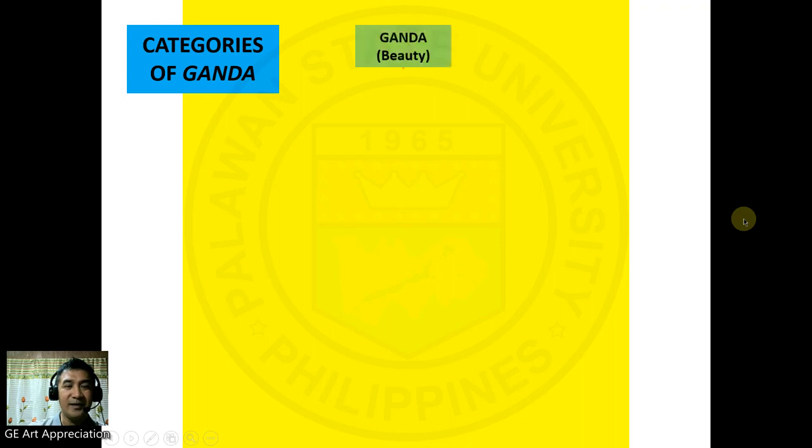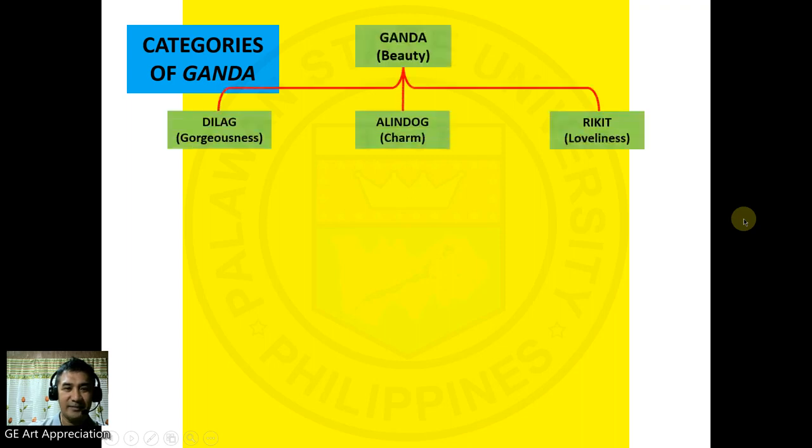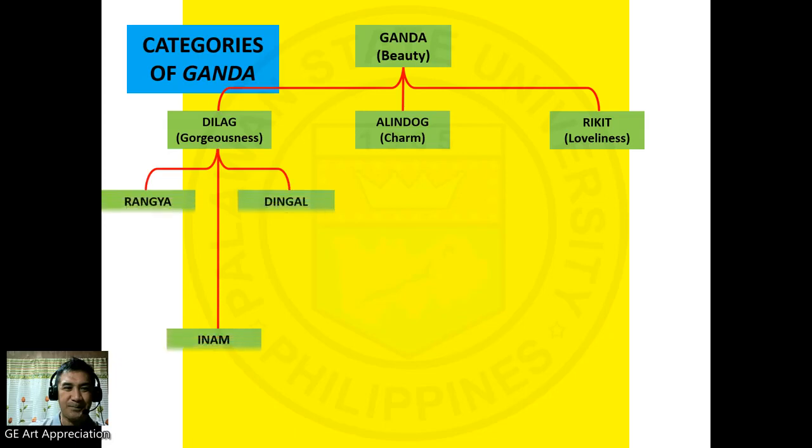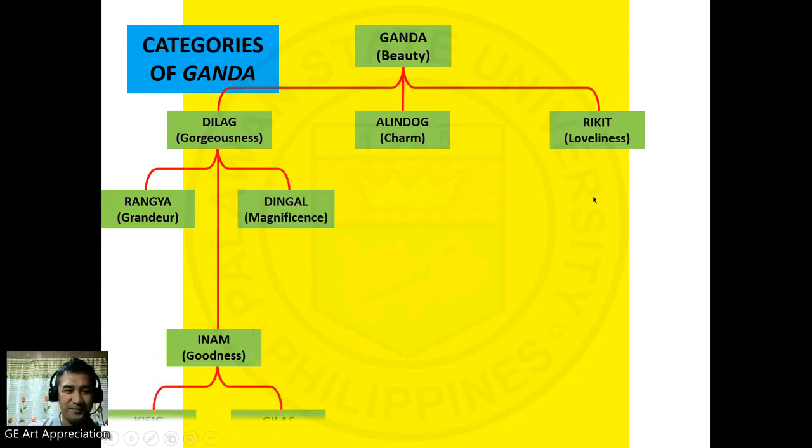Okay, so what are the categories of ganda? We have dilag, alindog, and trikit. Okay, when we say dilag, it is gorgeousness. Under the dilag, meron pa yung mga categories, no? Riyangya, dingal, or magnificence, inam, or goodness. So, yan yung mga categories niyan, no? Under inam, we have kisig, we have gilas.